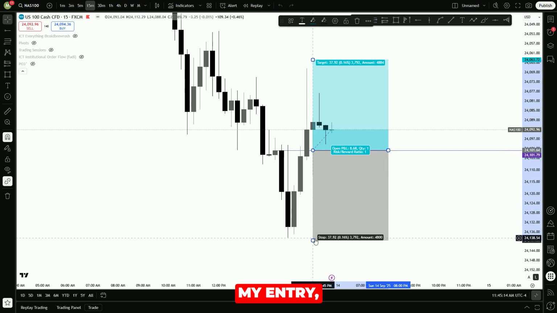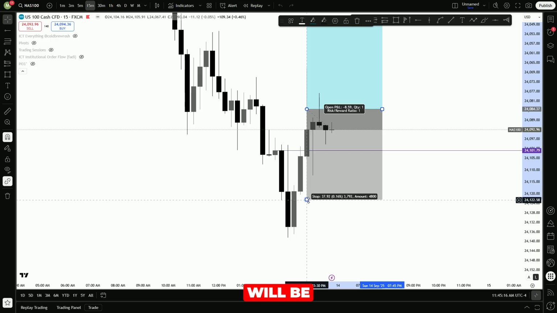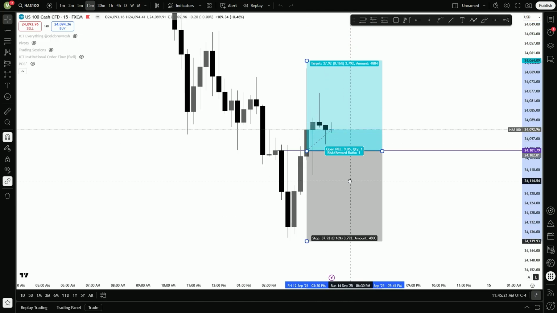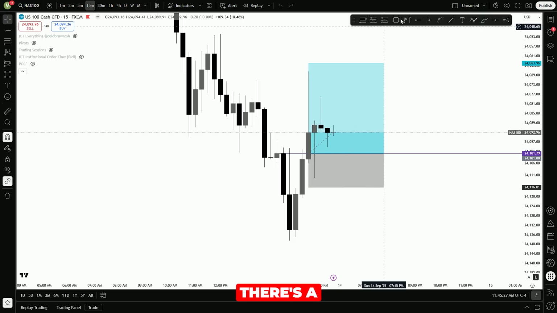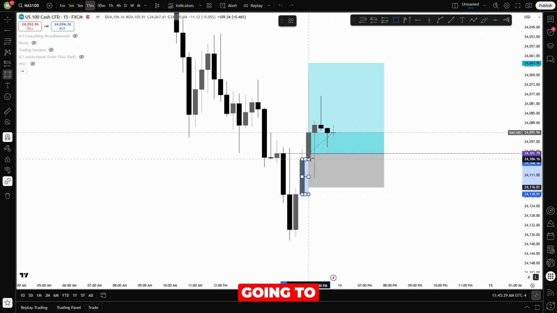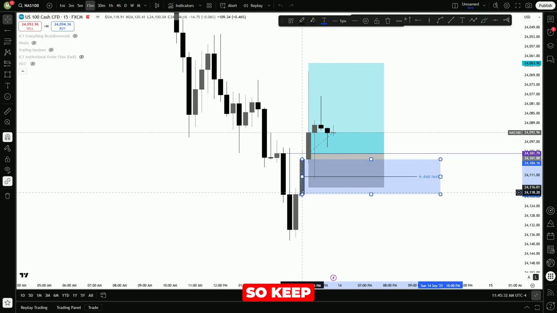This will be my entry. My stop will be somewhere around here, because I know there's an FVG as well, and a lot of times you're going to get CISD with the FVG, so keep that in mind.